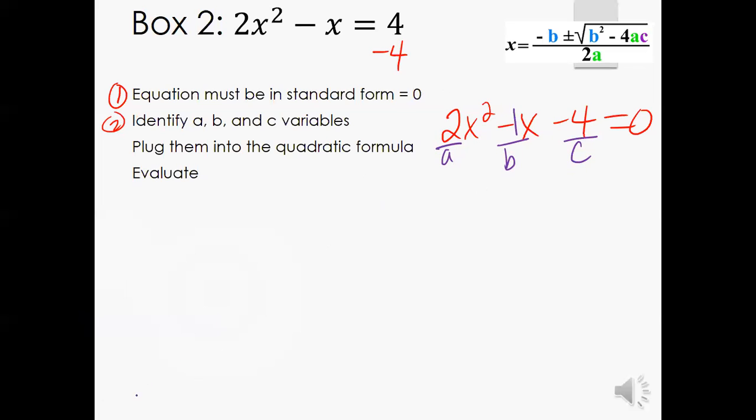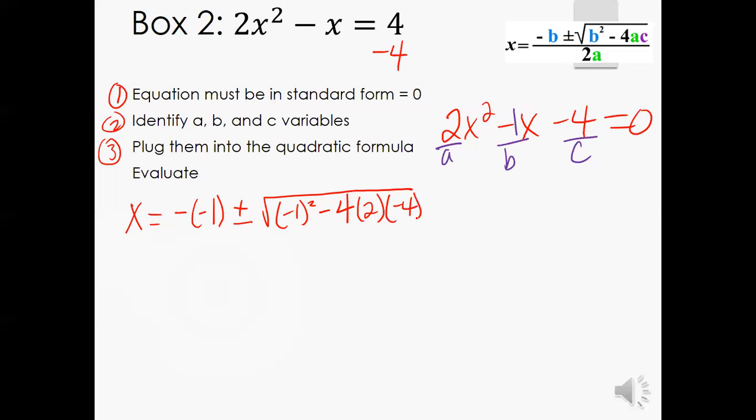Questions about identifying? Okay. Step three is to plug them into the quadratic formula. You're literally just plugging them in. That's the beauty of a formula. Someone already did the hard work for you. Your job is just to follow suit, okay? So we have x equals negative b, which is -1, plus or minus the square root of b squared, which is -1 squared, minus 4a, which is 2, times c, which is -4, divided by 2 times a.